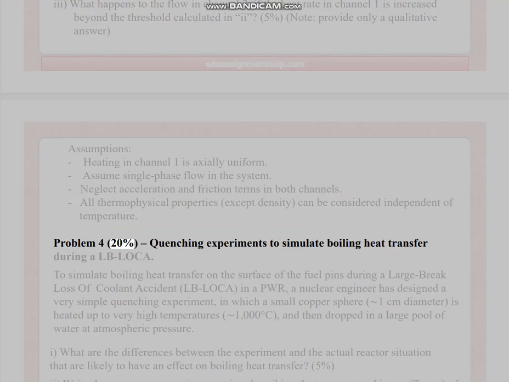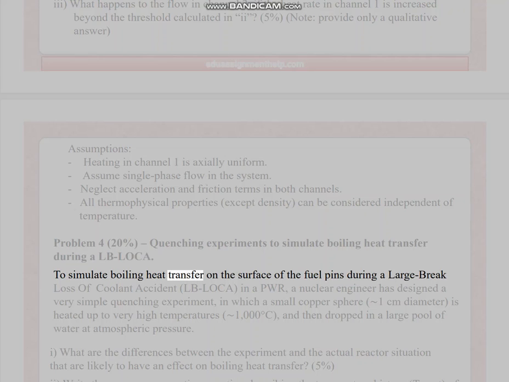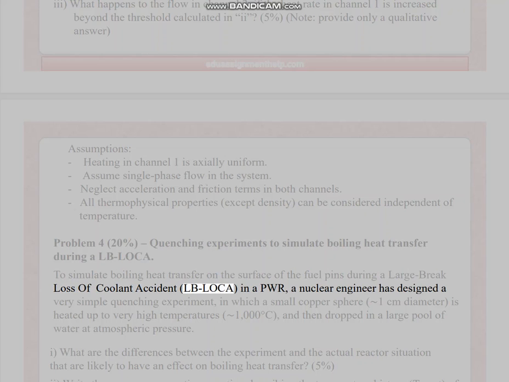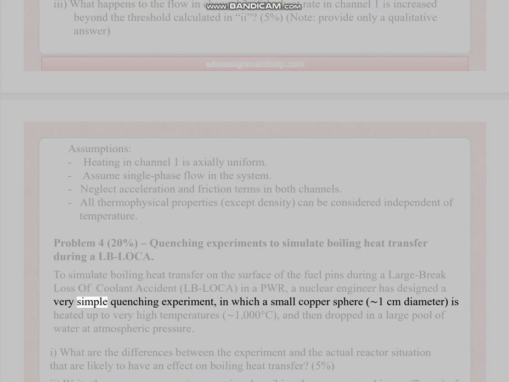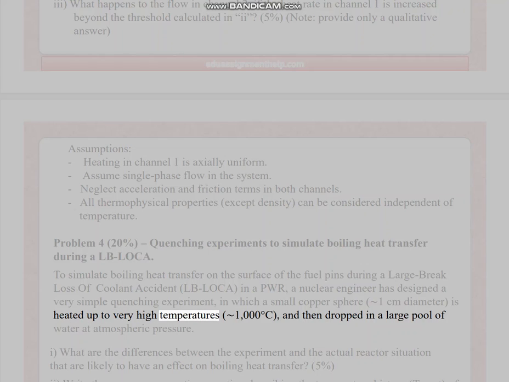Problem 4, 20%, quenching experiments to simulate boiling heat transfer during a LB LOCA. To simulate boiling heat transfer on the surface of the fuel pins during a large break loss of coolant accident, LB LOCA, in a PWR, a nuclear engineer has designed a very simple quenching experiment in which a small copper sphere, 1 centimeter diameter, is heated up to very high temperatures, 1000 degrees Celsius, and then dropped in a large pool of water at atmospheric pressure.